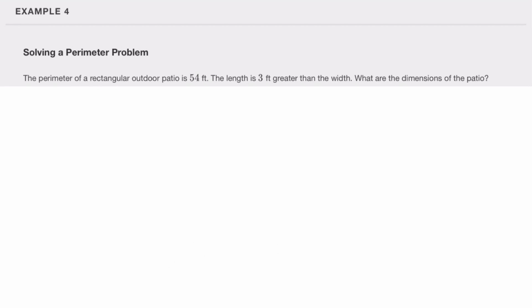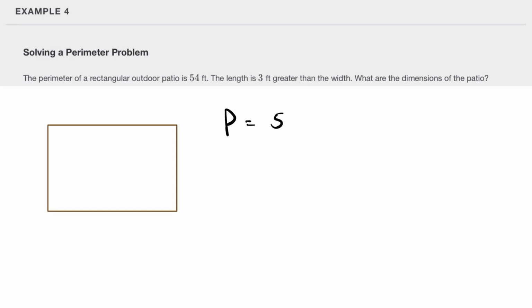So we have a rectangular patio. Okay, so about something like that. It says the perimeter of a rectangular outdoor patio is 54. So I'll go ahead and change this back to black. The perimeter is 54 feet. Okay. The length is 3 feet greater than the width.